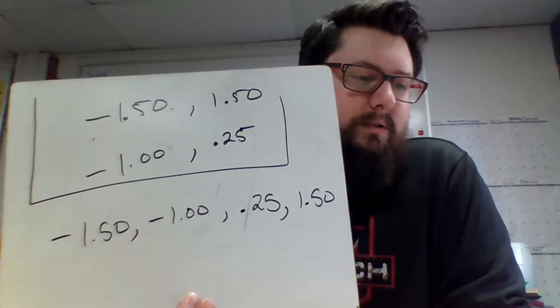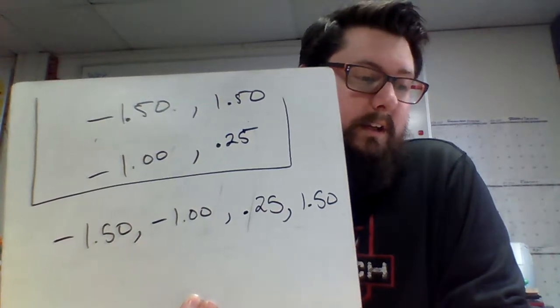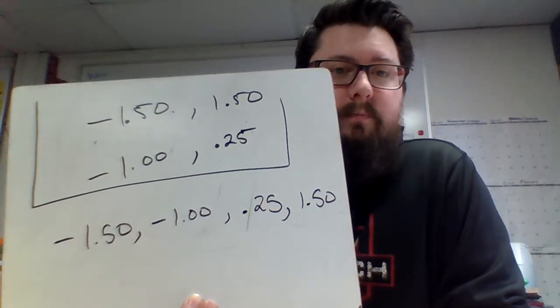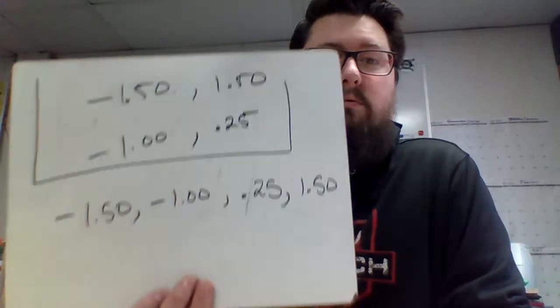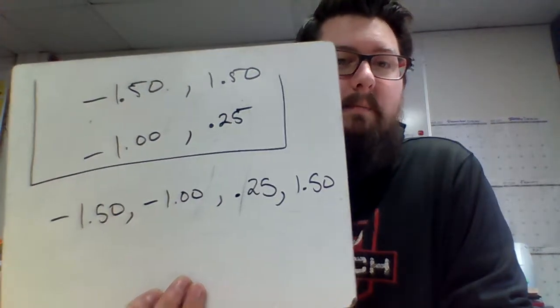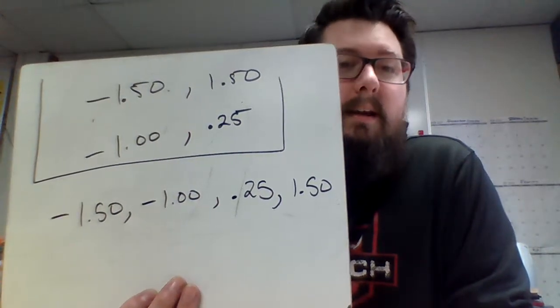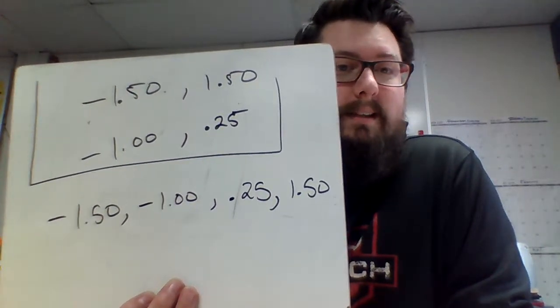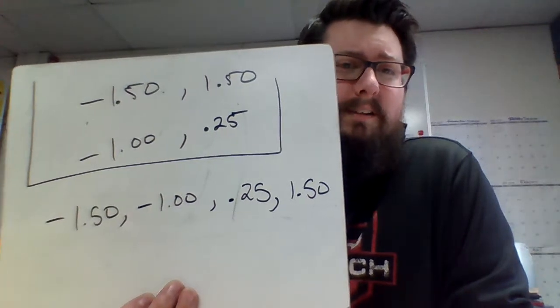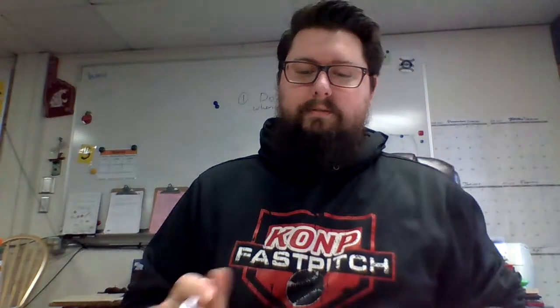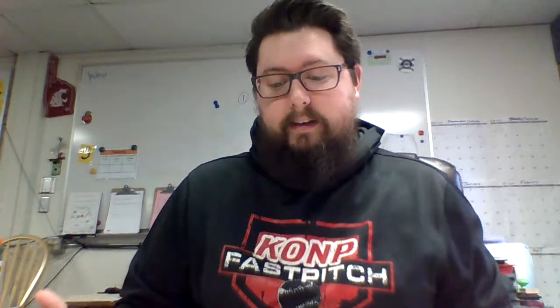Okay, the last part is to write an explanation. Explain how you made your determination. Well, if you say something like what I've been talking about for the last few minutes, I know that negative 1.50 is the least number because it's furthest to the left on a number line. And we could say something like that. Then the next negative number would be the next smallest, and so on and so forth.